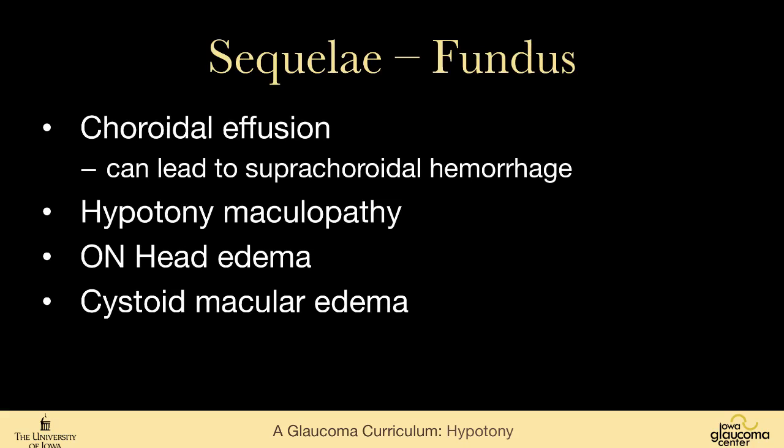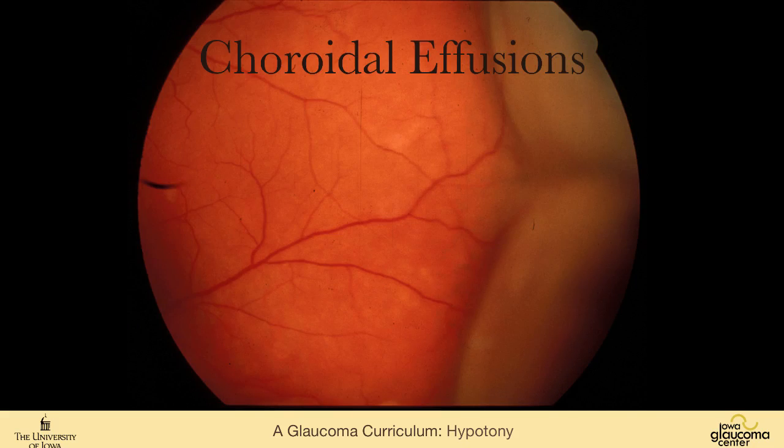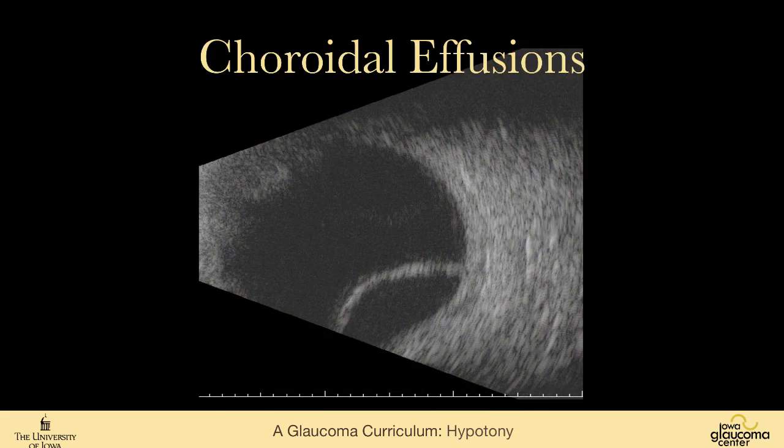You can have hypotony maculopathy, optic nerve head edema, or cystoid macular edema. So this is choroidal effusion in the far periphery. These are common and really not very concerning. They generally just will go away over time. And another choroidal effusion here on ultrasound, on the B scan.